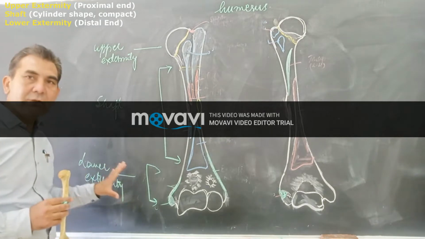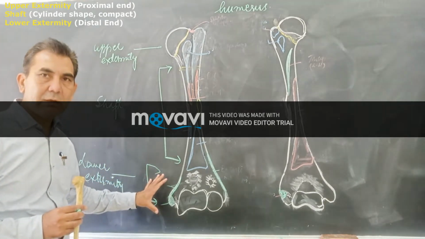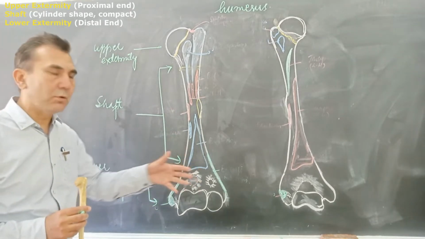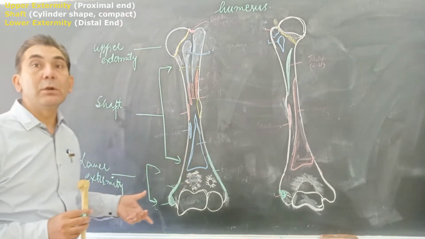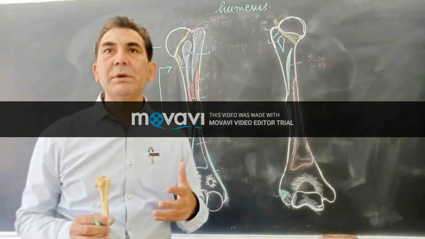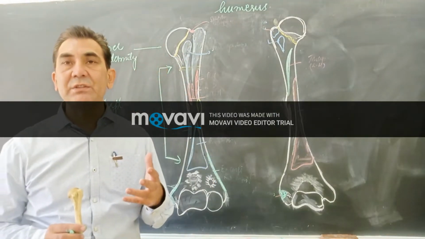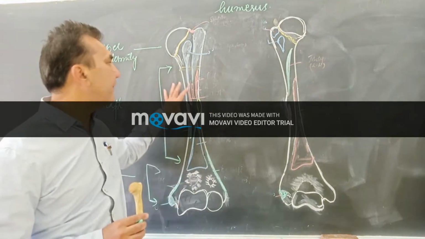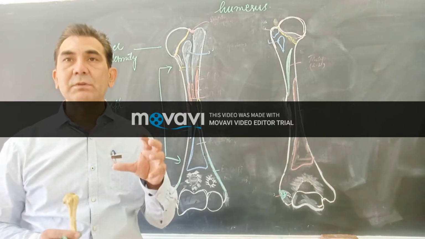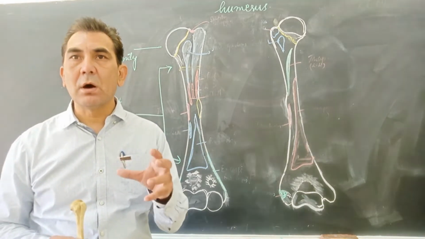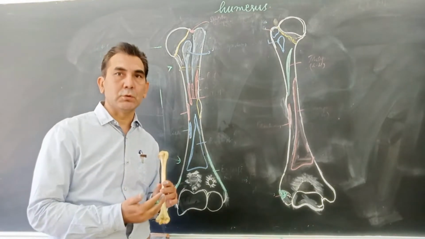The lower portion, which articulates with the other bones, is called the lower extremity. The lower extremity and the upper extremity are a little bit spongy in composition, while the shaft is compact, with a hard density. Now the details about the humerus bone.